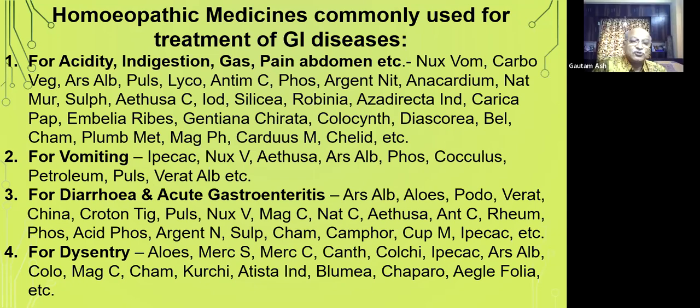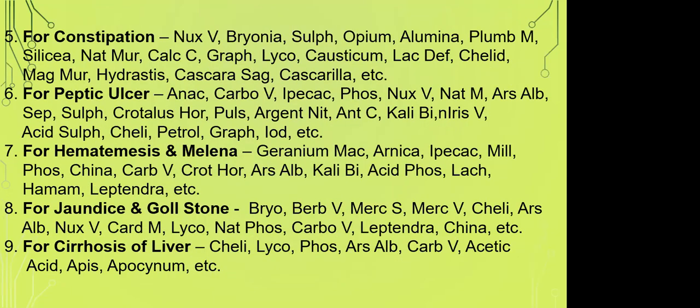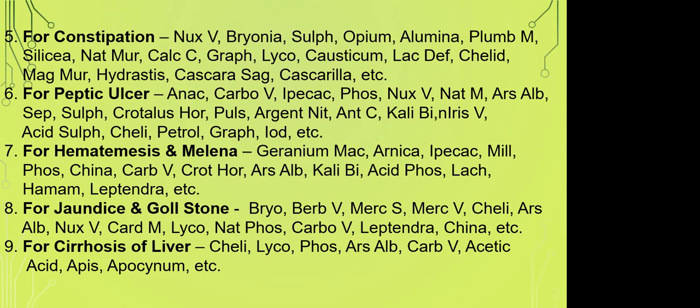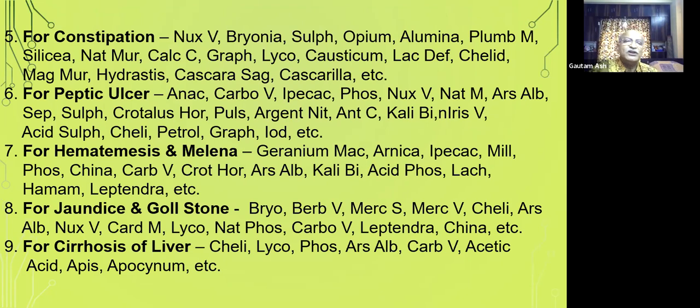For dysentery also, Aloes, Mercurius solubilis, Mercurius corrosivus, Cantharis, Colchicum, Ipecac, Arsenic, all these medicines, and a few medicines like Curcuma, Abroma augusta, Blumea odorata, Chaparral, Aegle marmelos, these are also very important and used for these conditions. For constipation, similarly, these are the group of medicines which are used. Similarly, for peptic ulcer, so many medicines are already given in the PowerPoint. These medicines are very commonly coming.